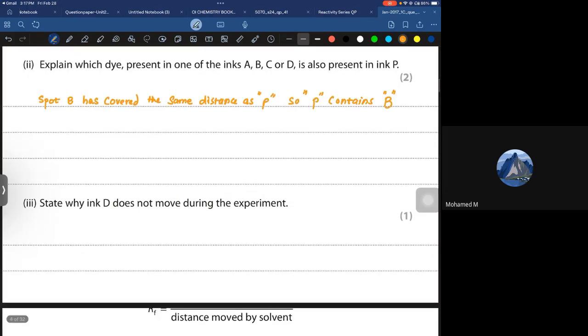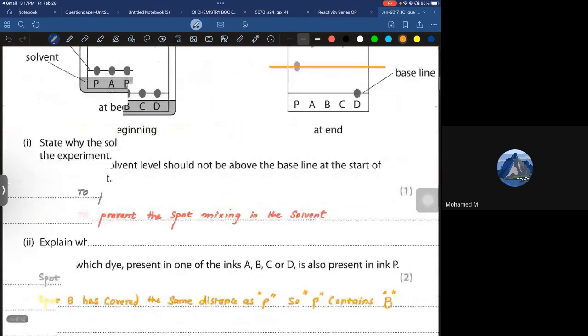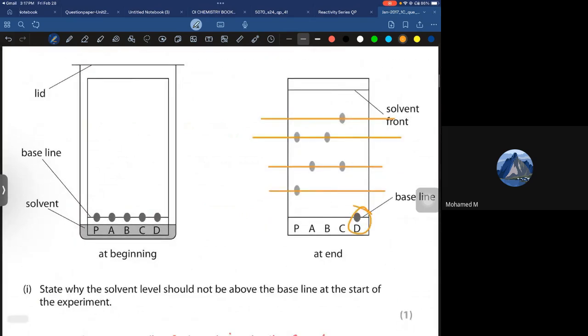Why does ink D not move during the experiment? You can see D, it has not moved. Why? Everyone has moved. A moved to that point, then this is your B, this is your C again, but D is not going to move anywhere. What's the reason?